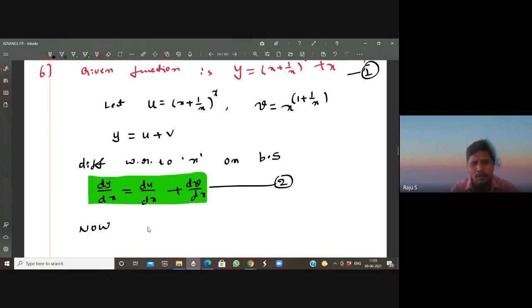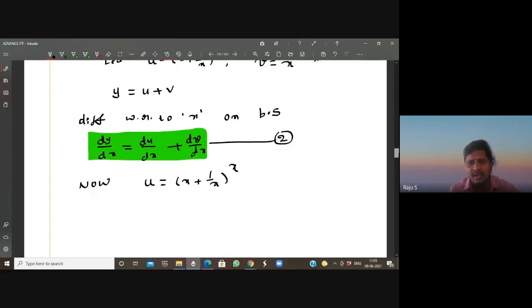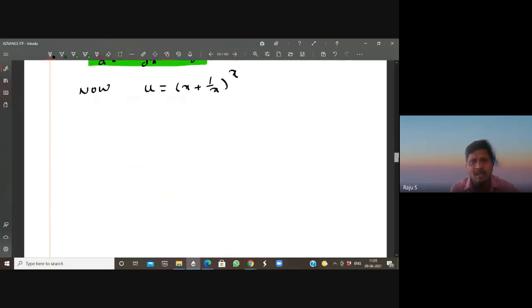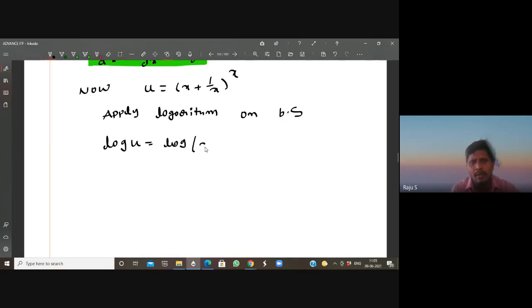So now I am going to take u. Now u is equal to (x plus 1 by x) all to the power of x. Can you differentiate directly here? No, we cannot differentiate directly. What to do here? It is in the form of function power function. So apply logarithms on both sides. When we take log on both sides, log u is equal to log of (x plus 1 by x) all to the power of x.